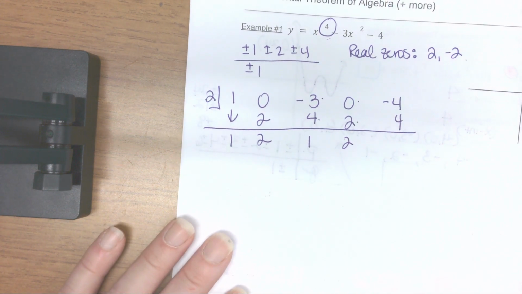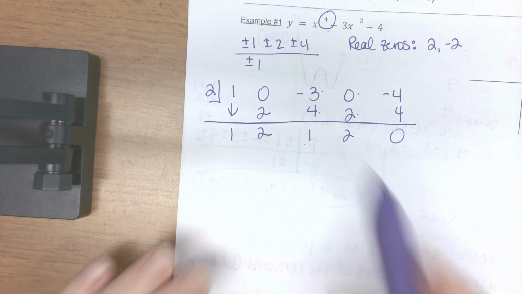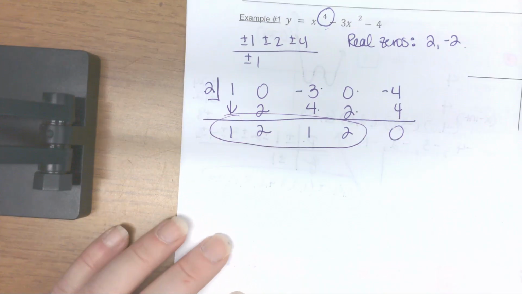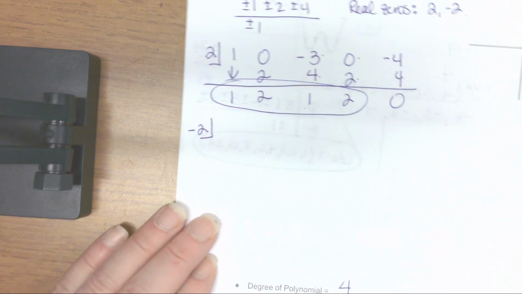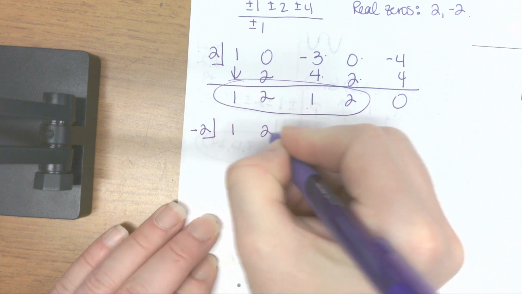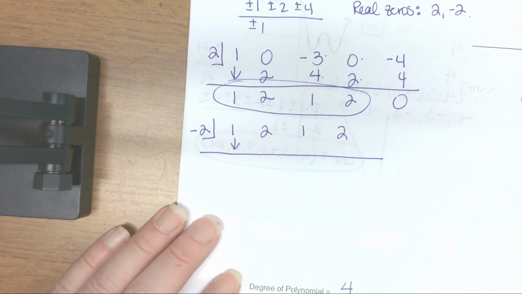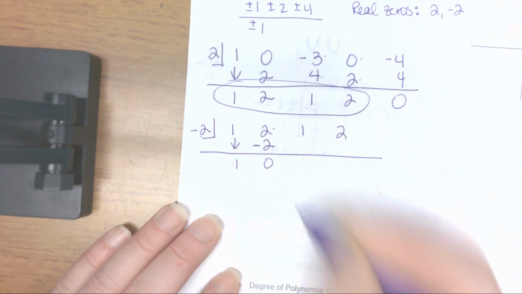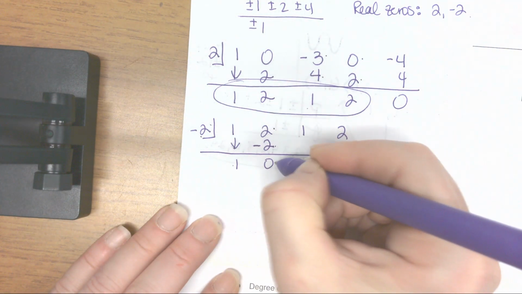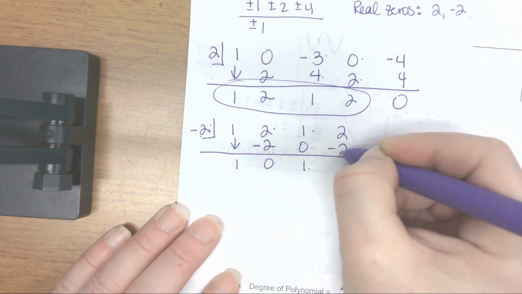All right. Now, I don't know if you remember this from your quiz the other day, but if you wanted to divide off now the negative 2, don't go back to the original. Now we're going to take this and divide off negative 2. So let's put negative 2 in the box. And I have 1, 2, 1, 2. Drop that down. Negative 2 times 1 is negative 2. 2 plus negative 2 is 0. That's okay. We keep going. Negative 2 times 0 is 0. 1 plus 0 is 1. Negative 2 times 1 is negative 2. Okay.